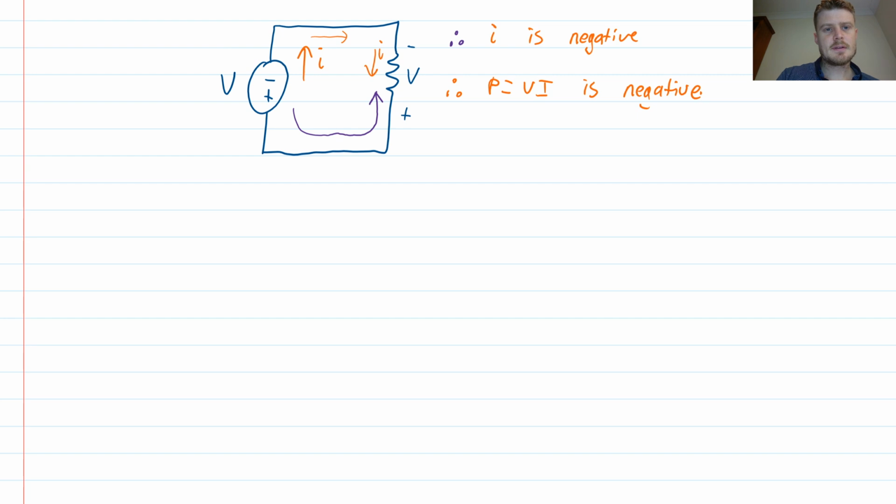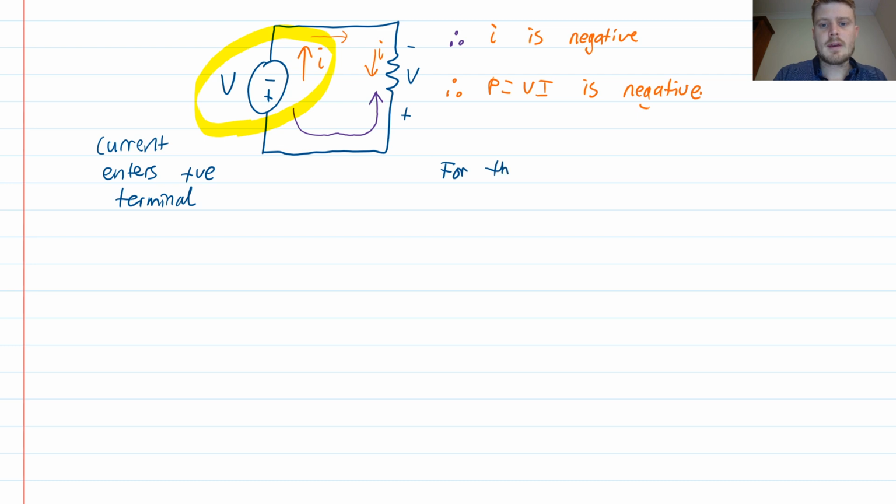So you see on the left-hand side, the current enters the positive terminal of that voltage, whereas with respect to the resistor, for the resistor, current enters the negative terminal.